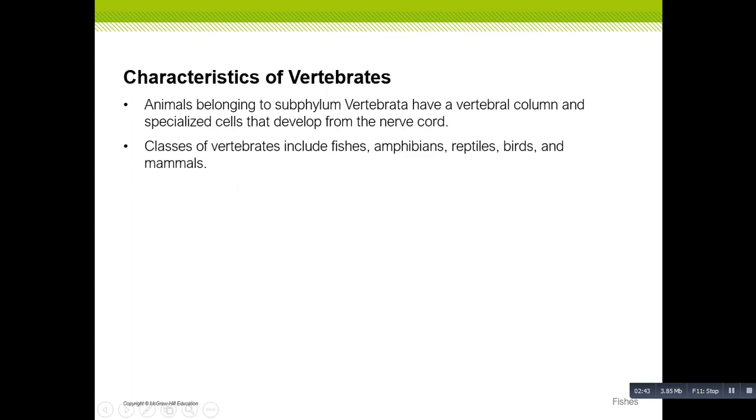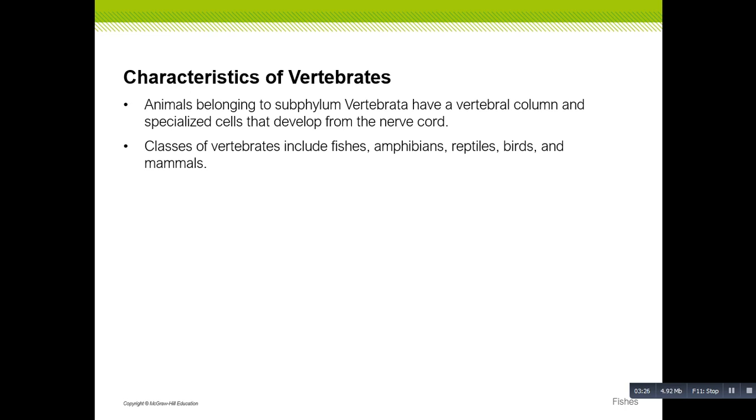Okay, so characteristics of vertebrates. Again, the biggest difference between invertebrates and vertebrates is that invertebrates lack a backbone, and vertebrates have a backbone. So animals that have a vertebral column are going to belong to the subphylum Vertebrata, and they're also going to have these specialized cells associated with the vertebral column that develop from what we call a nerve cord, and this happens during embryonic development.